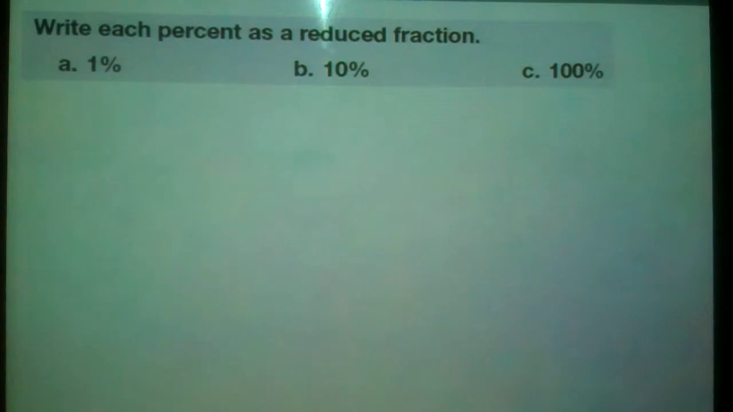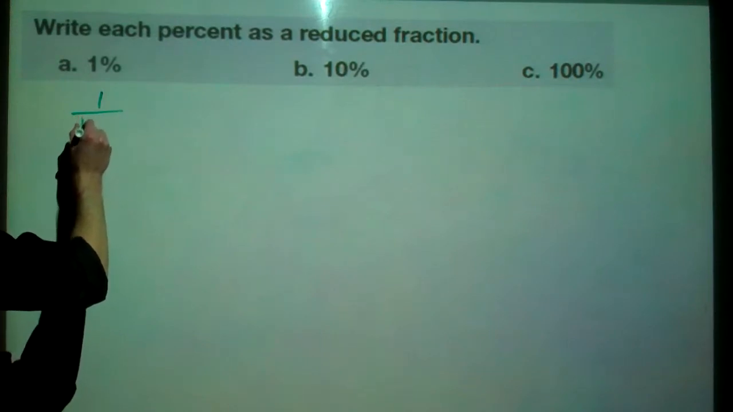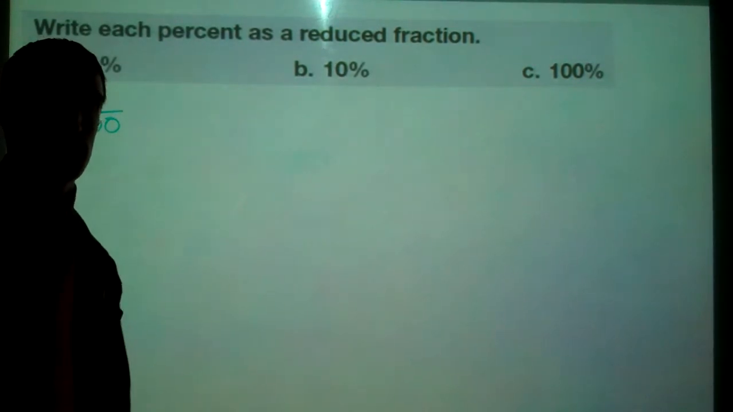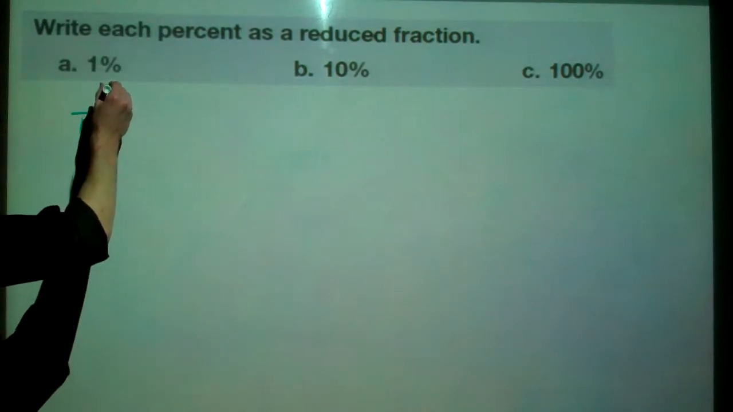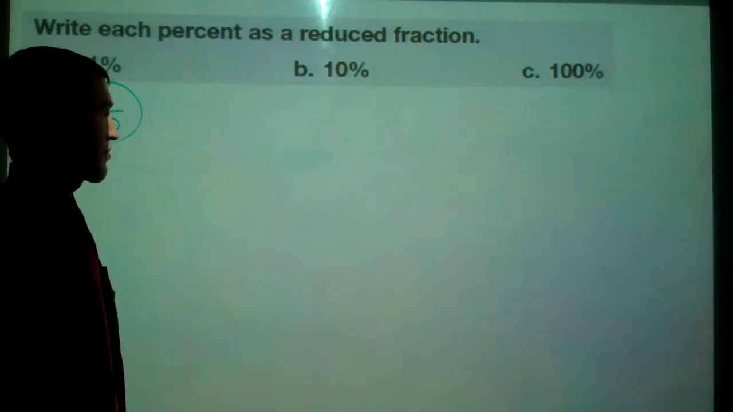So it says write each percent as a reduced fraction. Alright, so 1%, once again, percents are out of 100. So we're going to take 1, put that over 100. And that is already reduced. So there we go. That's our answer to A. 1% is the same thing as 1 out of 100.